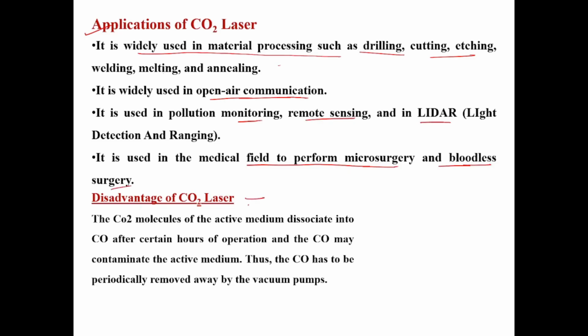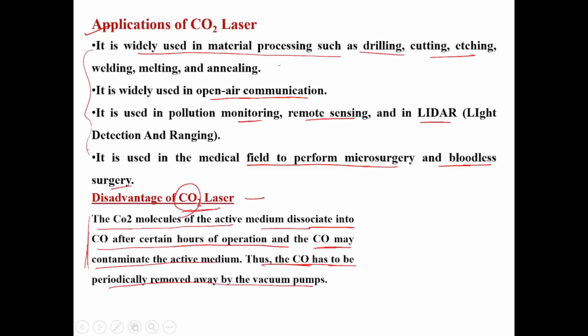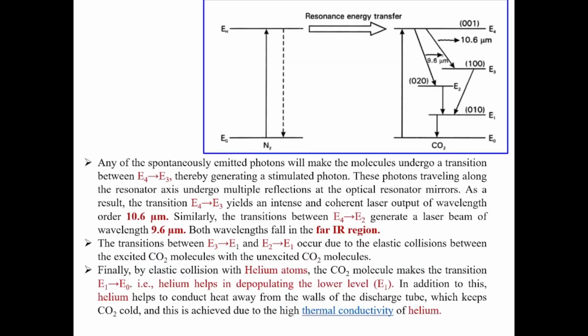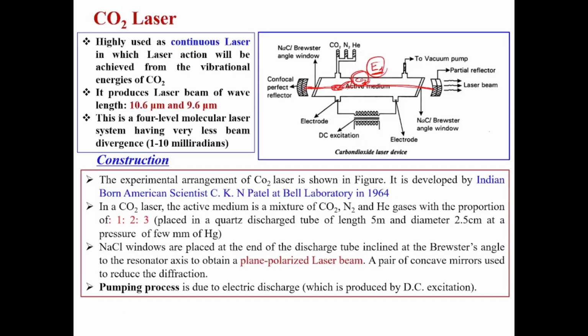The disadvantage of the carbon dioxide laser is this one. Carbon dioxide molecules of the active medium dissociate into carbon monoxide after a certain number of hours of operation, and the carbon monoxide may contaminate the active medium. Thus the carbon monoxide has to be periodically removed using a vacuum pump. So this is the small disadvantage of the carbon dioxide laser. Otherwise, we can find many applications in our day-to-day life. So this is all about the construction, working and application of the carbon dioxide laser.